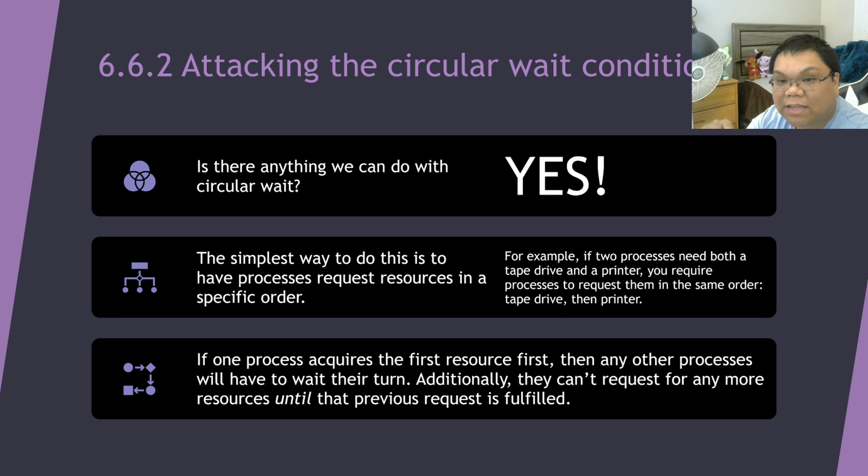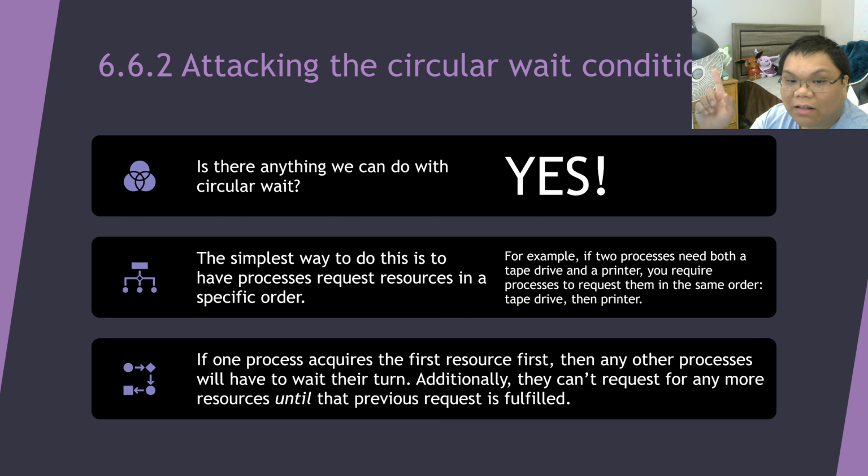If one process requests a tape drive and then a printer, but then another process requests a printer and then a tape drive, the tape drive might be taken by one process and the printer might be taken by another process. And when those 2 request the other resource that they still need, we get deadlock. If we require both processes to request resources in the same order, let's see what happens.